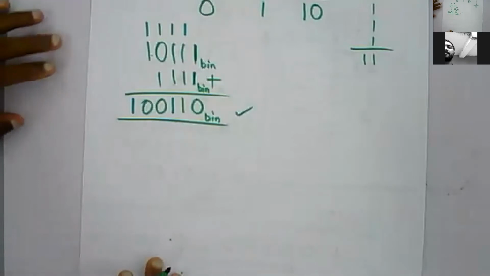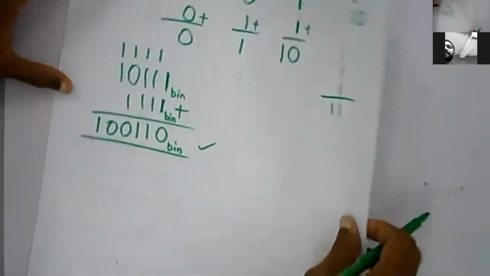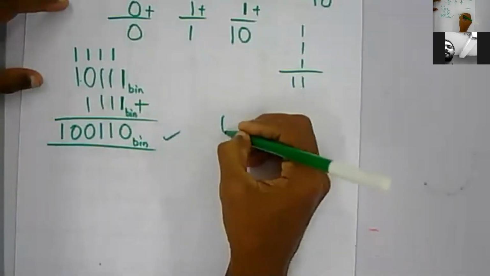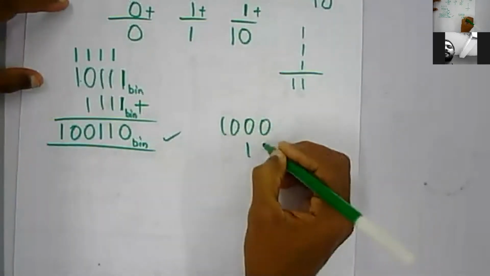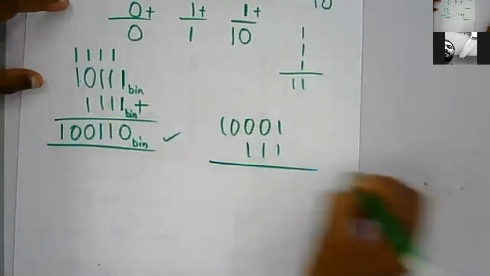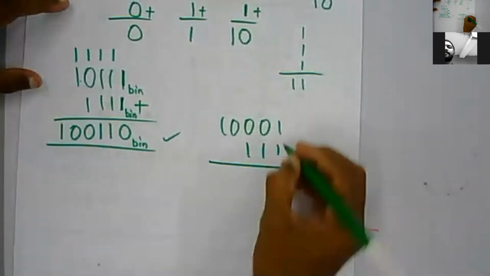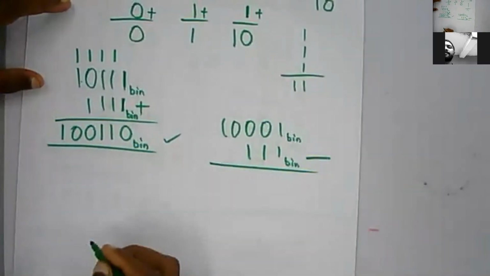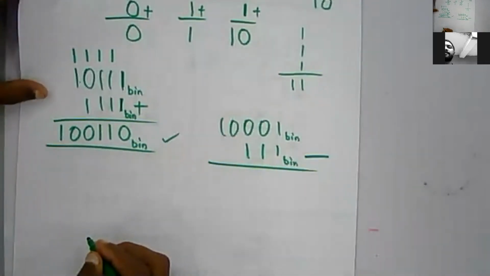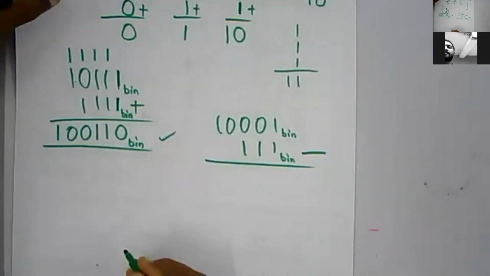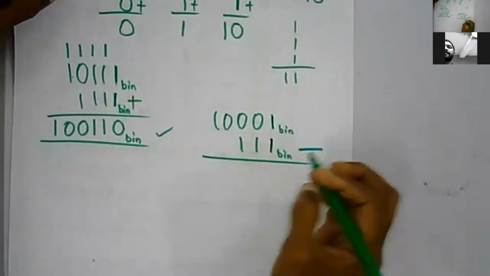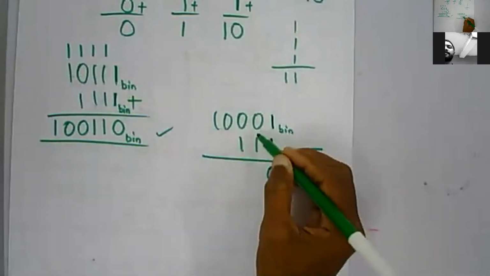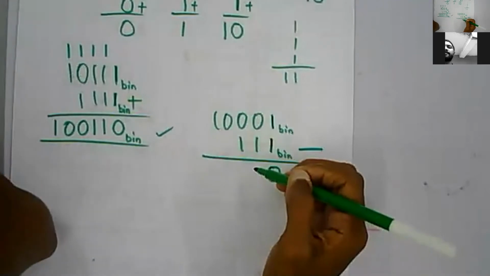Similarly, binary subtraction, right? Which is also the same. For example, 1 0 0 0 subtract 1 1, binary, and then you need to perform subtraction, right? As I said earlier, 1 minus 1 is 0. Now here comes 0 minus 1, right? We cannot perform the subtraction.